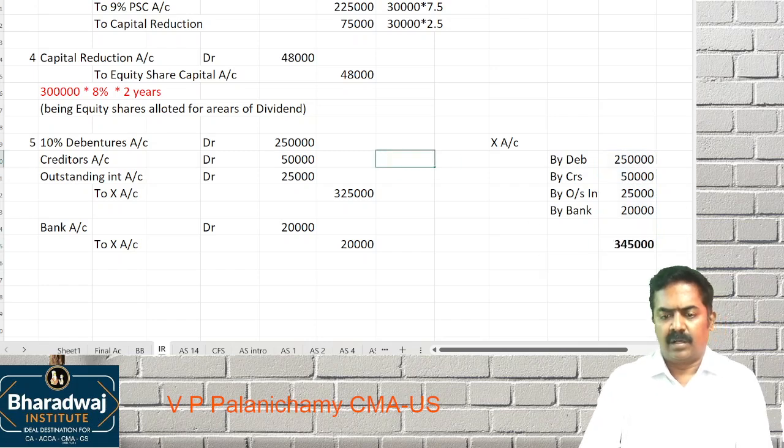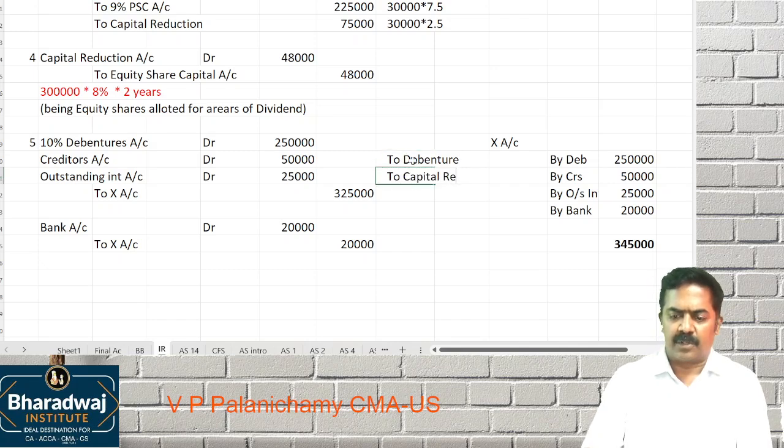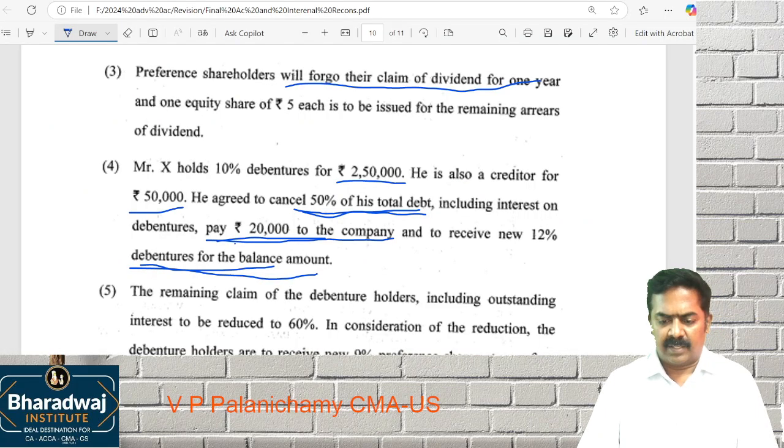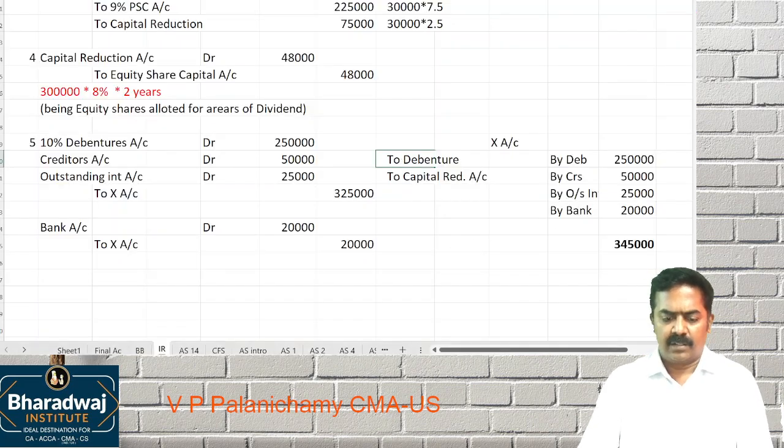Now, how much of debentures do we need to issue? How much of debentures do we have to issue? The balance will go to which account? Capital reduction account. The balance will go to capital reduction. New 12% debentures. We have to give what? 12% debentures.